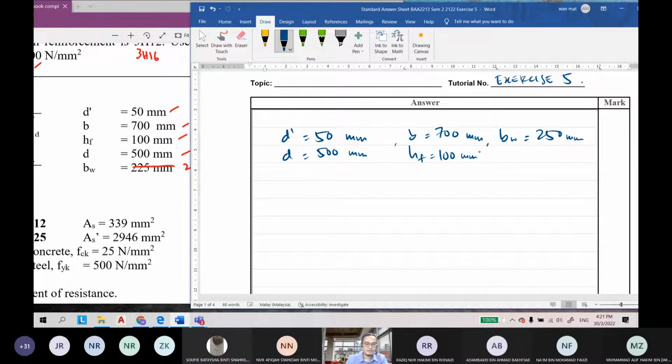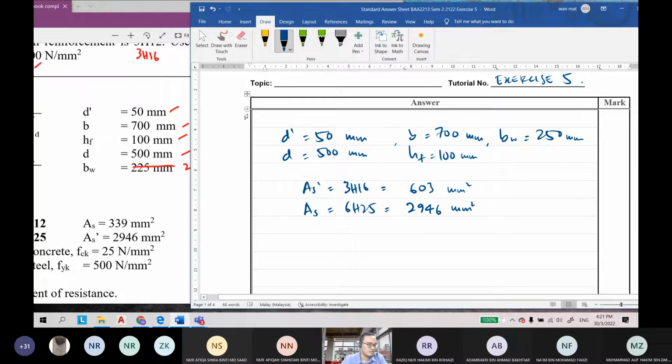A S prime is equal to 3H16. May I know the area of steel for S prime? 603 millimeter square, good, thank you. And how about the AS, 6H25? 2946 mm square. Okay, thank you.